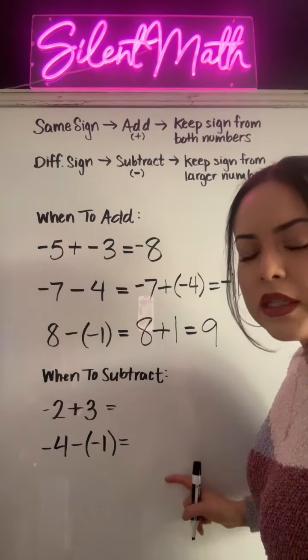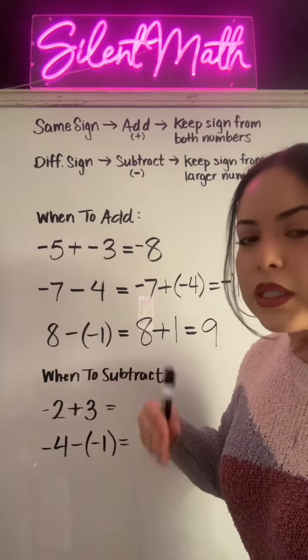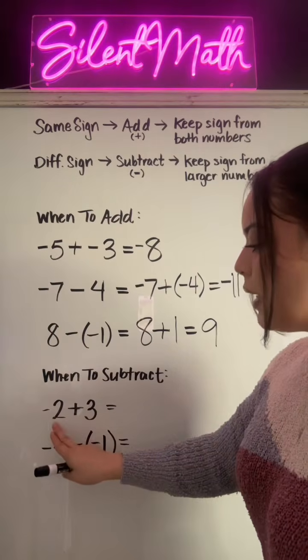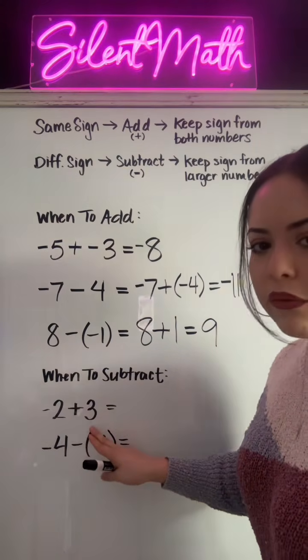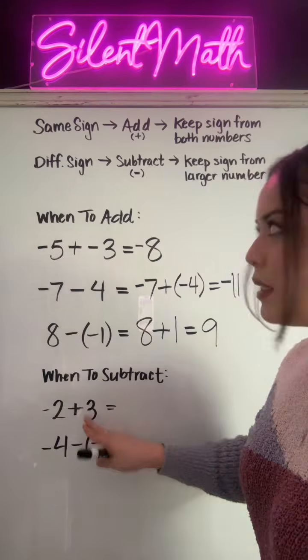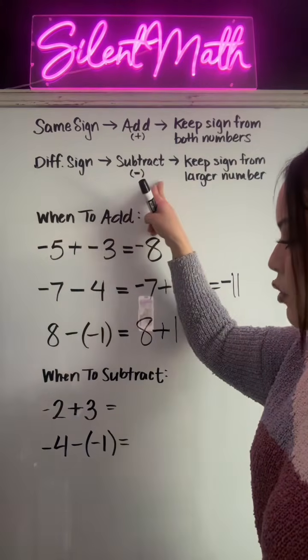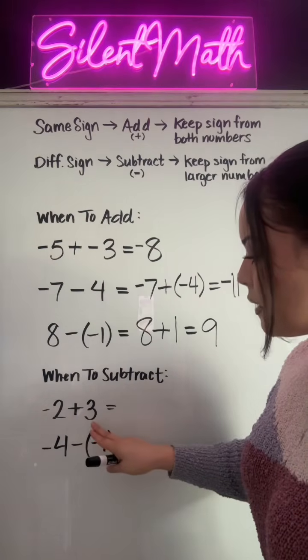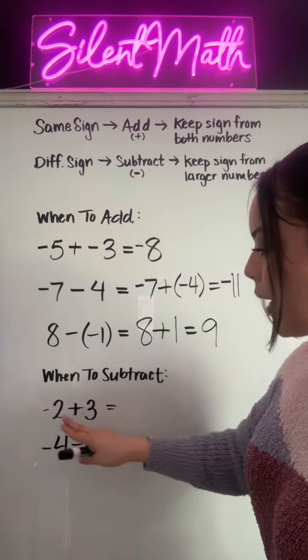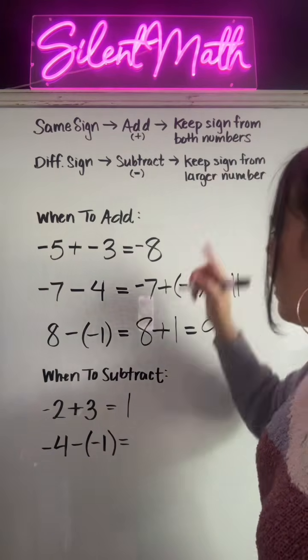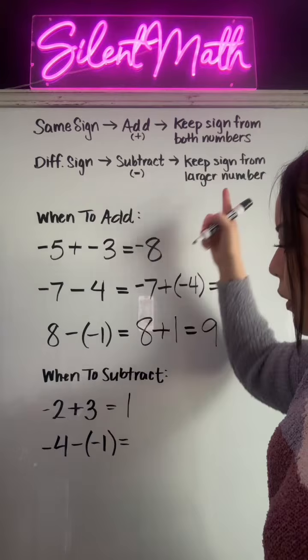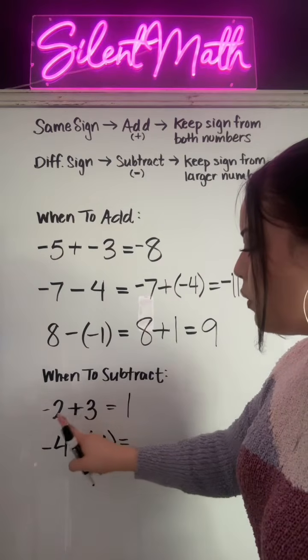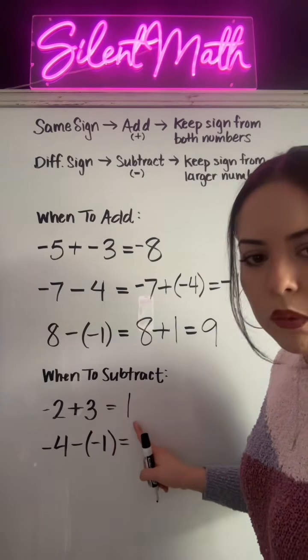Now, when you subtract is when both of your numbers have opposite or different signs. Here we have a -2 plus a +3. A negative and a positive. Different signs, we're going to subtract. So I like to grab the biggest number, which is 3, and do 3 minus 2 is 1. And we're going to keep the sign from the larger number. Since 3 is larger than 2 and 3 is positive, our final answer will be positive.